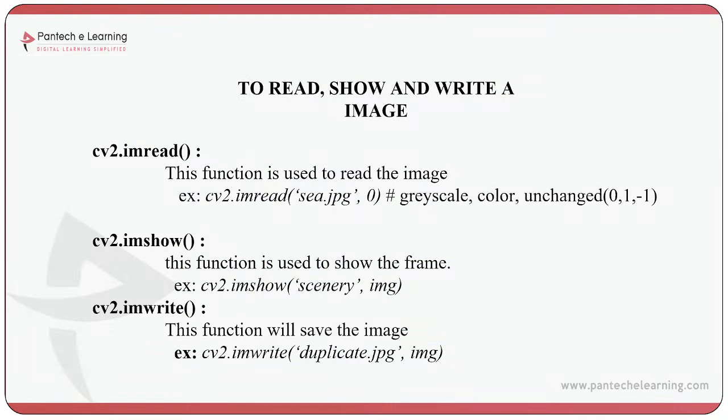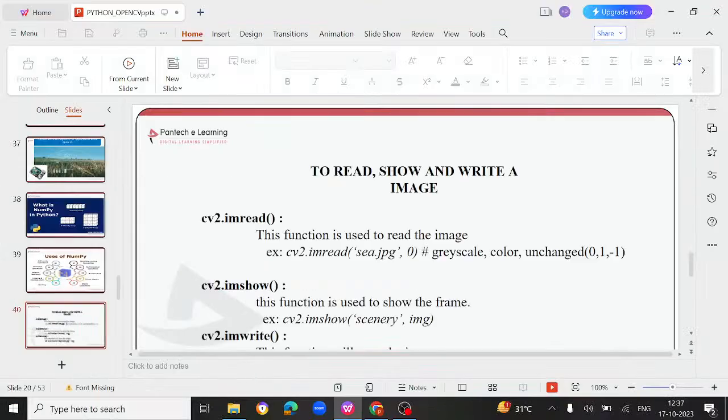Next, how to read an image, how to write an image, and how to display the image. See here, from OpenCV, I am reading one image. This is the function to read the image. Next, for displaying the image, from CV2, imshow displays the image. This function is used to show the image from OpenCV. From OpenCV, I am writing the image. This function will save the image. See, practically I will execute how to read an image, show an image, and save an image.